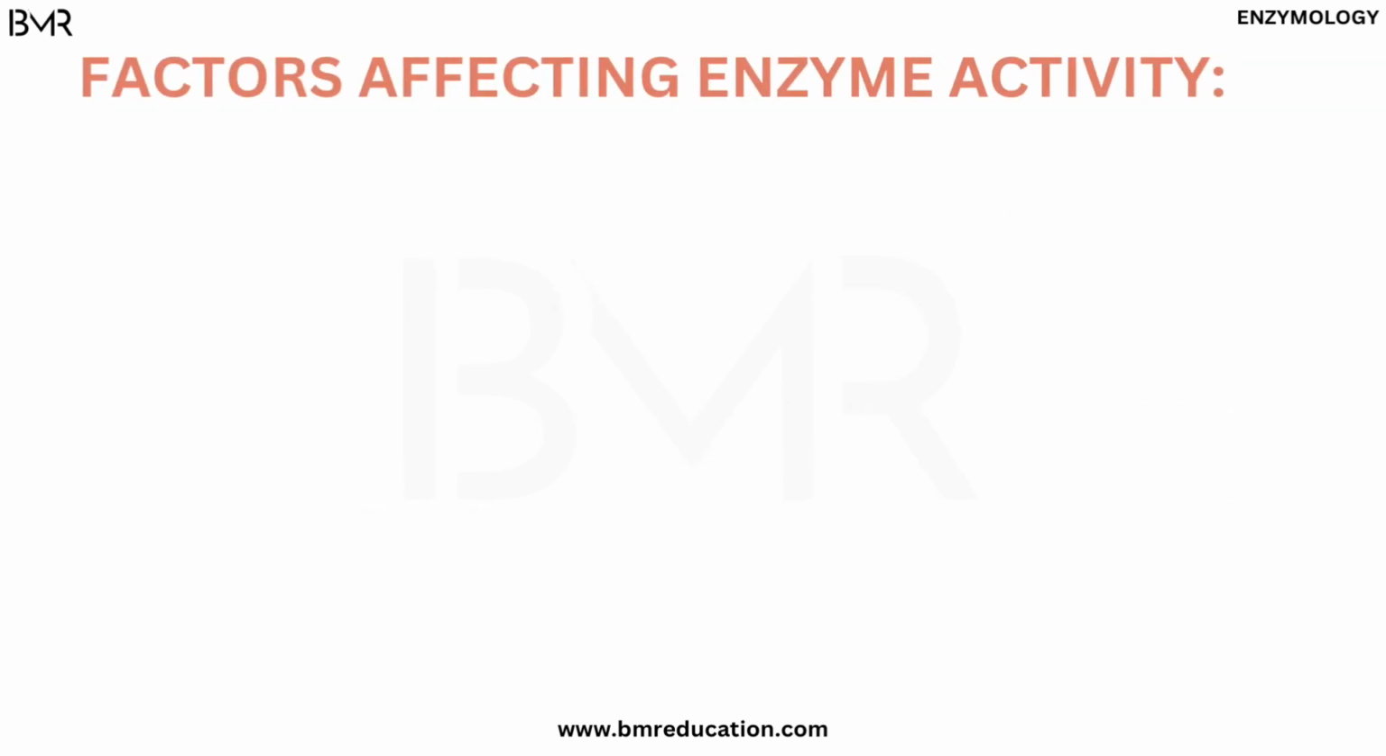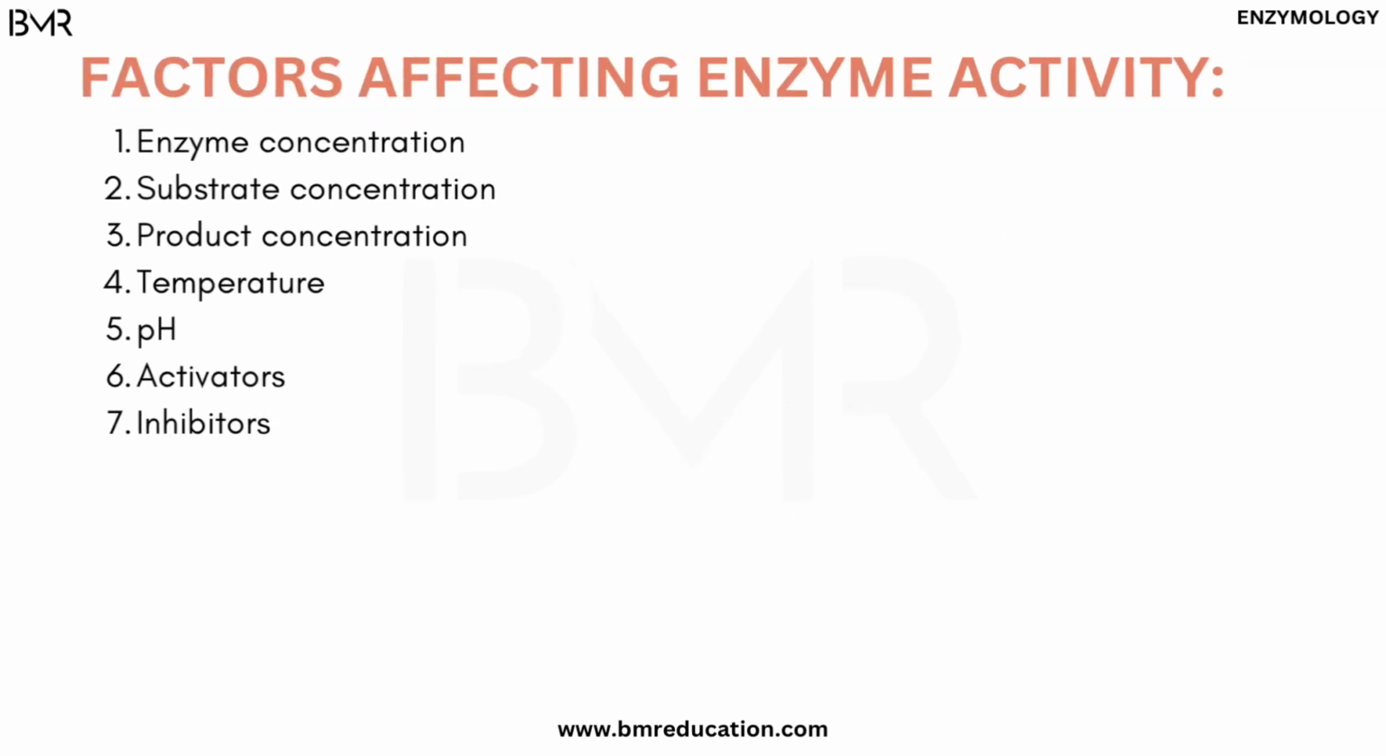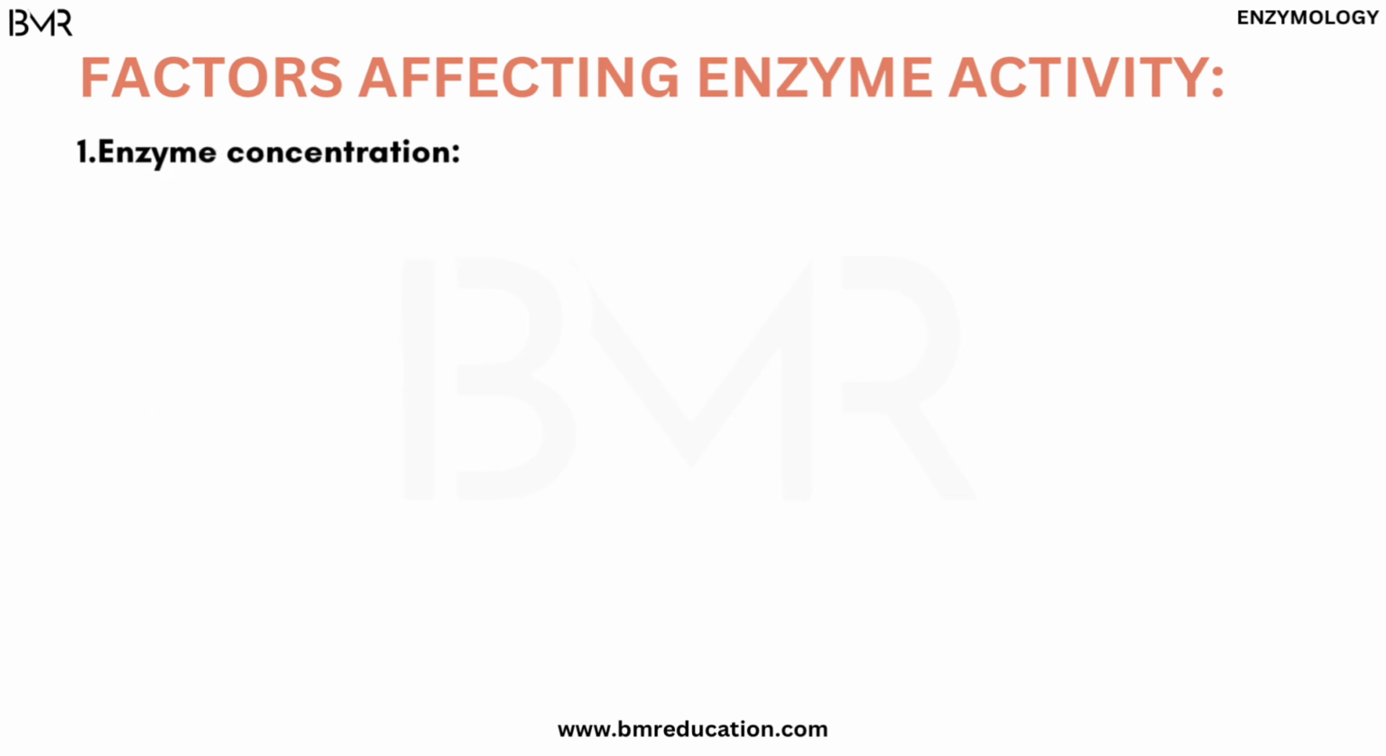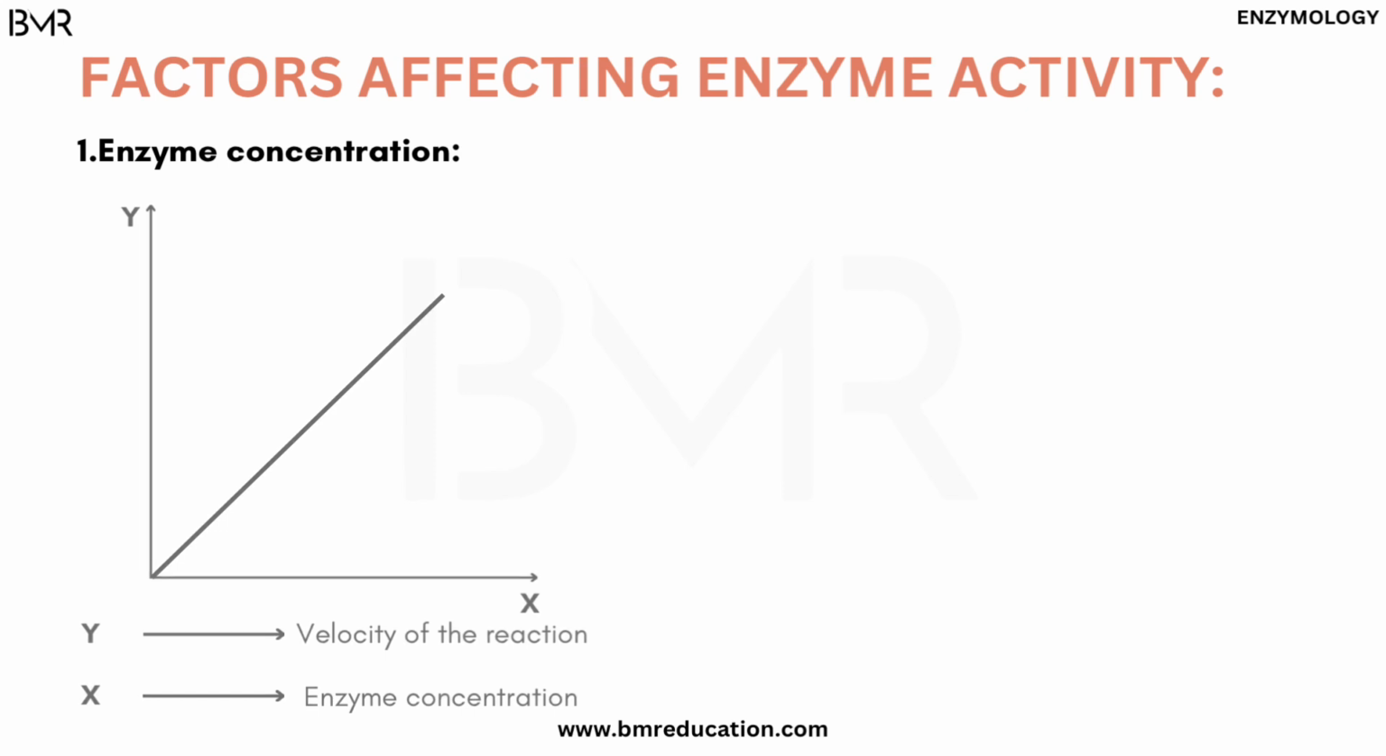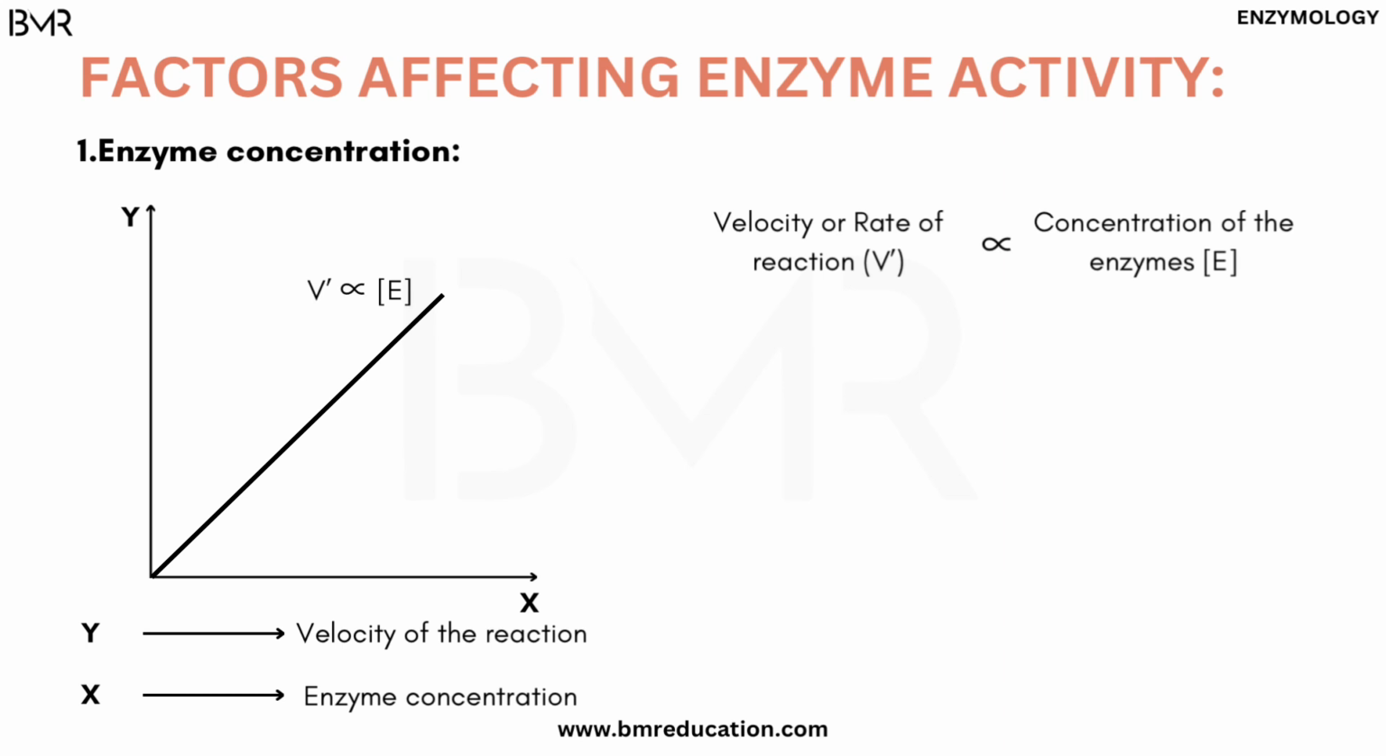Now let's learn factors affecting enzyme activity. The first factor is enzyme concentration. The graph of velocity of the reaction to enzyme concentration shows a straight line. So, velocity or rate of reaction is directly proportional to concentration of the enzyme.